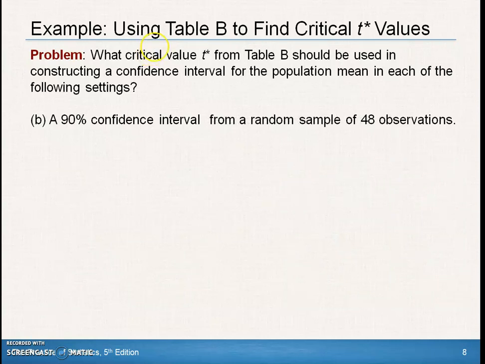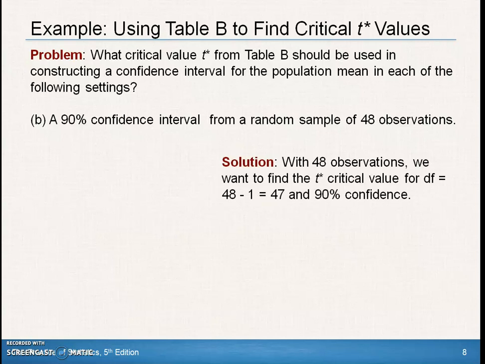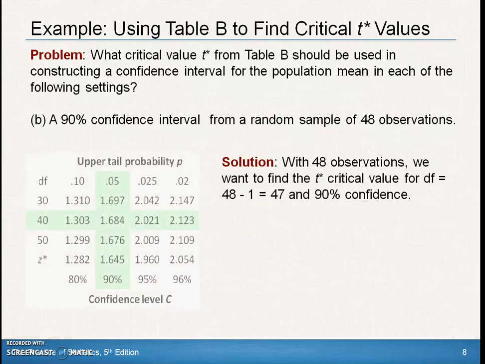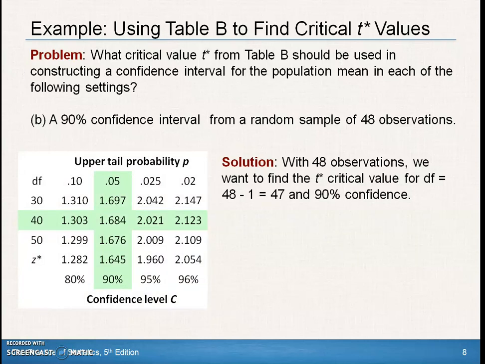What about a 90% confidence interval with 48 observations? Well, you use not 48, but 47. If you look at the table, it goes from 30 to 40 to 50. There is no 47. So what do we do? Notice the difference between 40 and 50. 1.684 for the 40, 1.676 smaller for the 50.